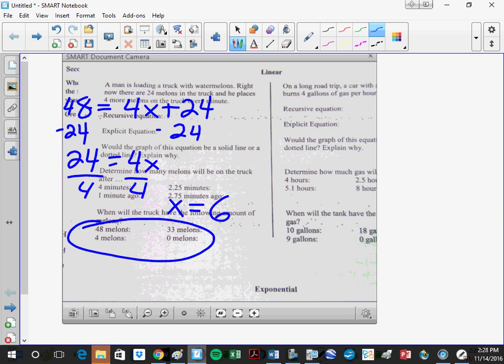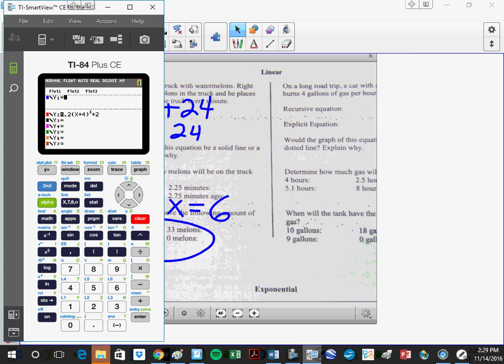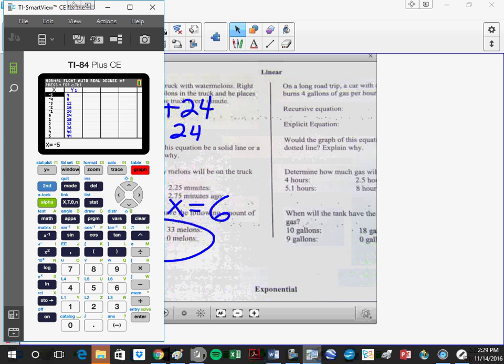No, you don't want to use the recursive. What's a faster way to find that? Stick it in your calculator and look at the table. So we go into y equals. Trust me, you're going to want to do this. Plug in 4x plus 24. Second table. And then I just need to go down until I hit 48, and that would be 6.